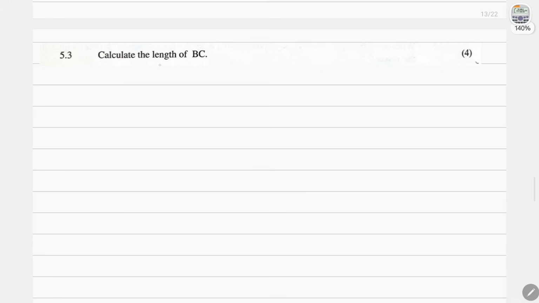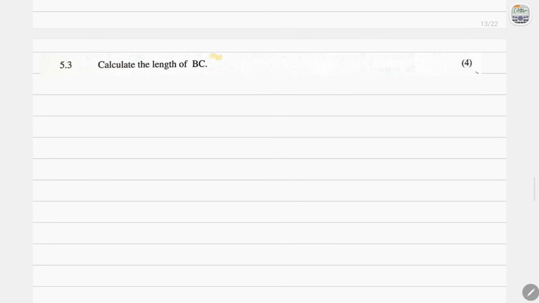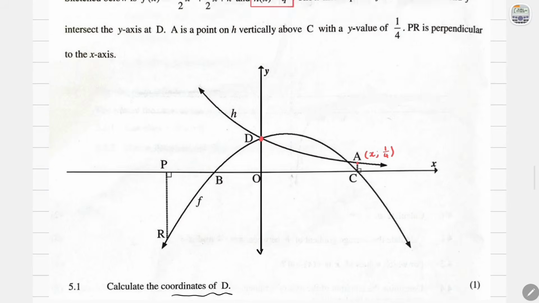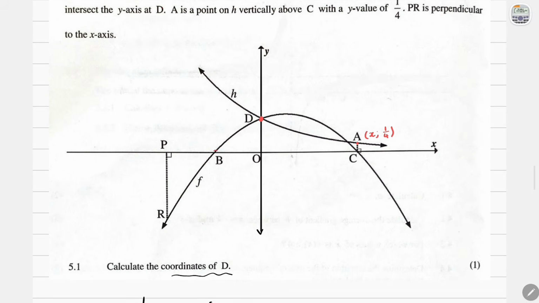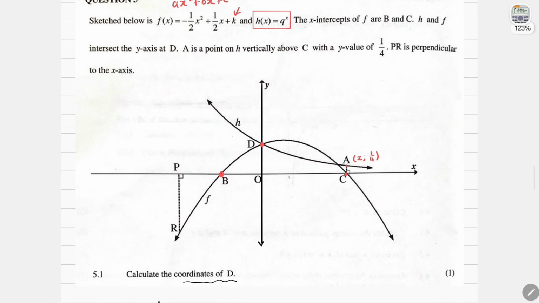Question 5.3 says, calculate the length of BC. Okay, so what is the length of BC? Let's look at BC. B and C are the x-intercepts of the graph of f.